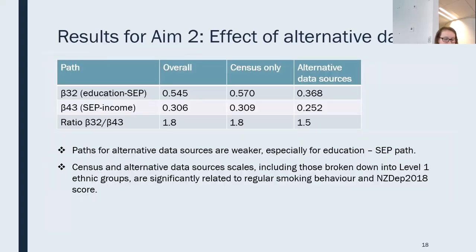So the betas for the overall model are somewhat similar to that for the overall cohort, but are a bit weaker, especially for the education to occupational socioeconomic position path. The betas using just the census cohort are similar to the overall cohort. Importantly, all the census and alternative data sources scales, including those broken down by ethnic group, were significantly related to both smoking and NZ depth. However, the relationship with smoking seems to be a bit weaker for the alternative data sources cohort than the census cohort.